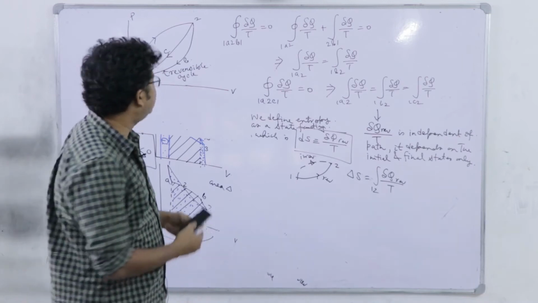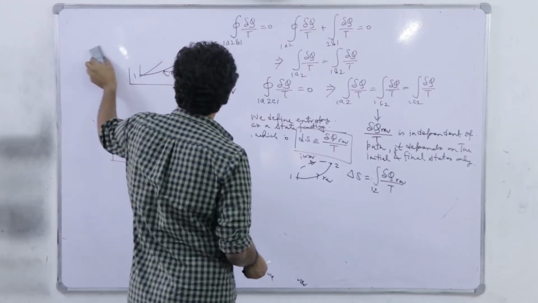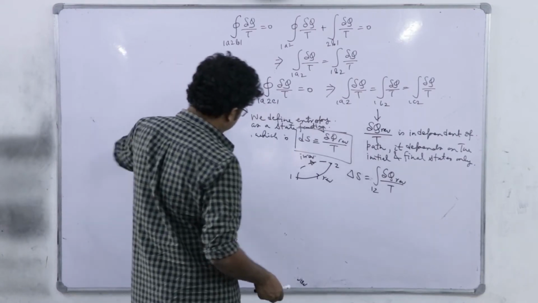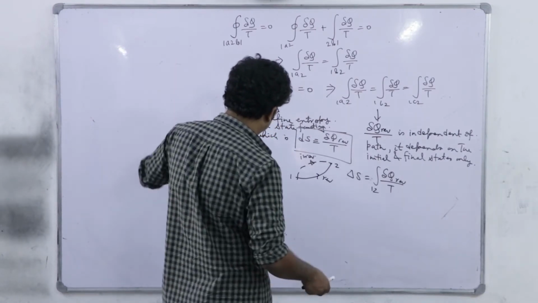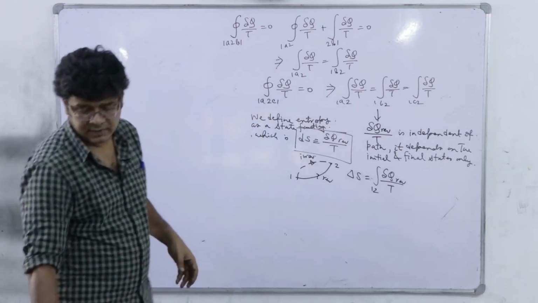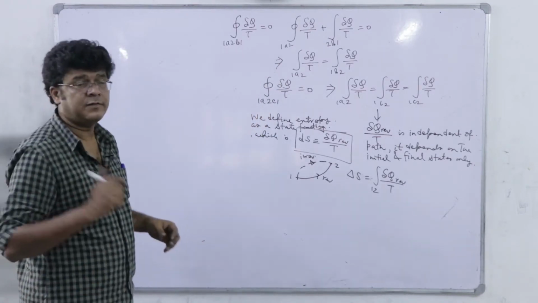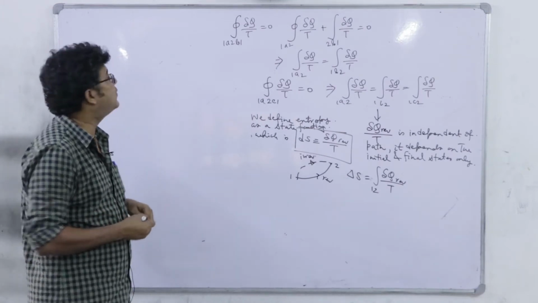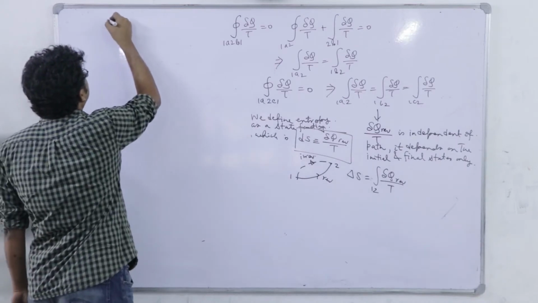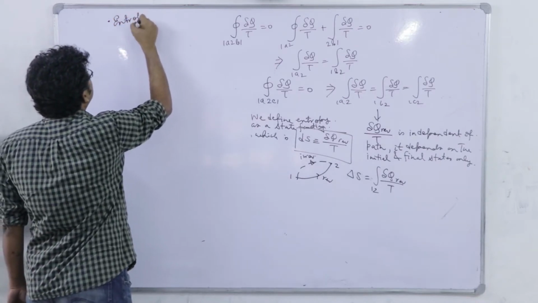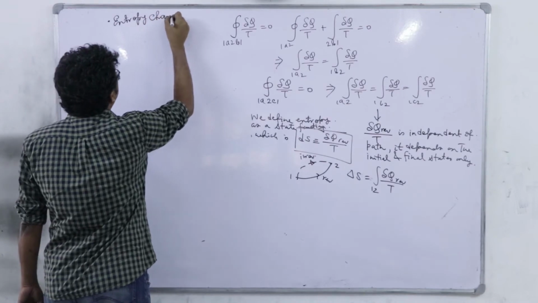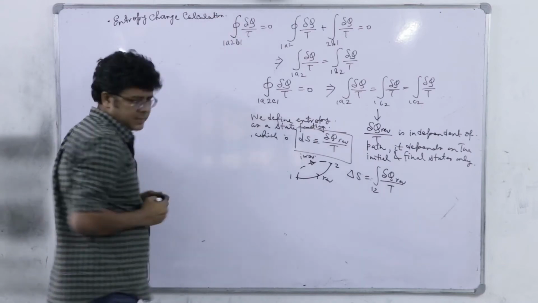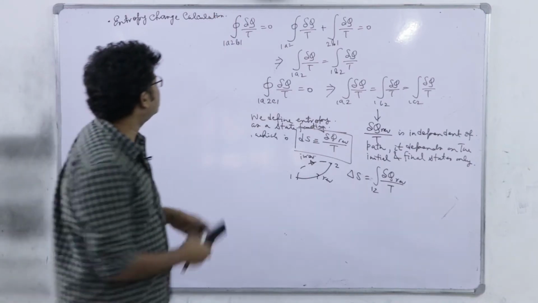So just like internal energy, we cannot calculate within classical thermodynamics the absolute value of entropy, but rather we can only calculate the change of it. So we have to now calculate the entropy change. So our topic here is entropy change calculation.